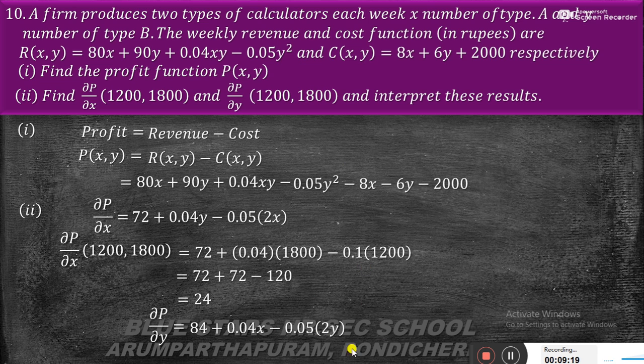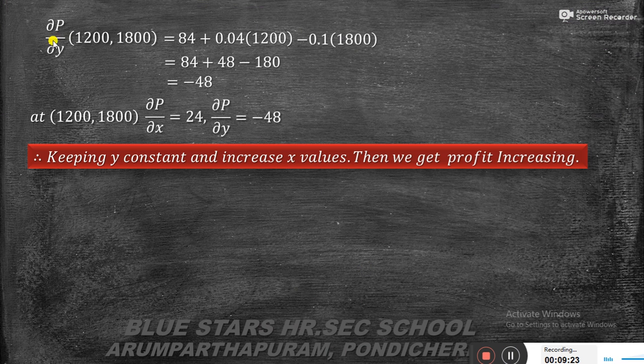So dou p by dou y at 1200, 1800 equals 84 plus 0.04 into 1200 minus 0.1 into 1800. Therefore 84 plus 48 minus 180 equals minus 48. Therefore at the point, dou p by dou x equals 24 and dou p by dou y equals minus 48.